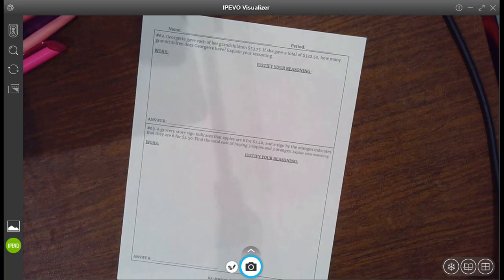All right. It says, Georgette gave each of her grandchildren $53.75. If she gave a total of $322.50, how many grandchildren does Georgette have? Explain your reasoning.